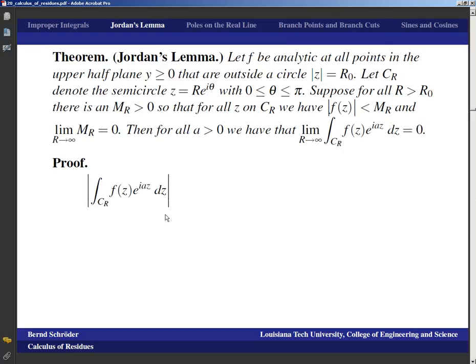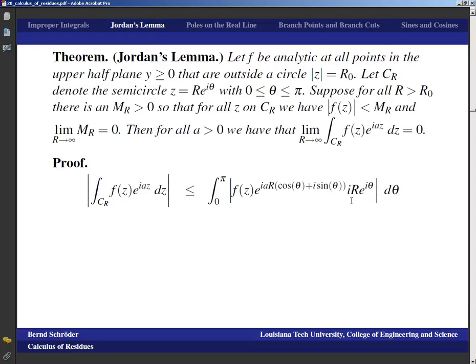We take the absolute value of the integral that we're interested in, and we push the absolute values inside after we've parameterized the integral. The integral would be the integral from 0 to pi of the function, which is all this, and I'll say a few things about the exponent in just a minute, times the derivative of the parameterization. The parameterization is r e to the i theta, so the derivative will be i r e to the i theta.